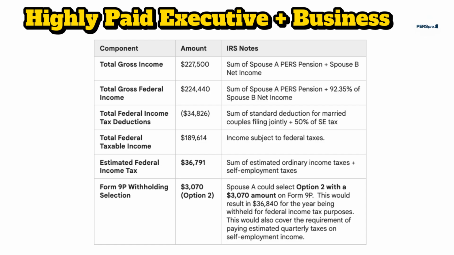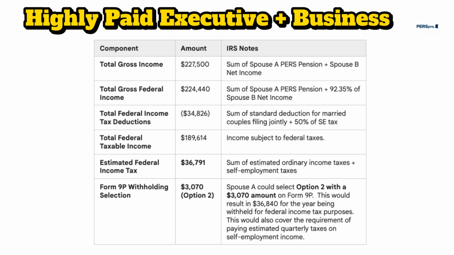We begin with a household total gross income of $227,500, combining spouse A's PERS pension with spouse B's net business profit. Moving to the next line, their total gross federal income drops slightly to $224,400, reflecting how the IRS calculates the baseline for self-employment. Next, they claim $34,826 in total federal income tax deductions. This includes the standard deduction for a married couple filing jointly, with an above-the-line deduction for half of the self-employment taxes paid by spouse B's business.